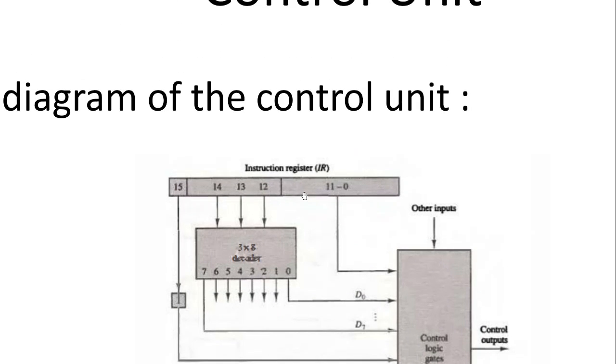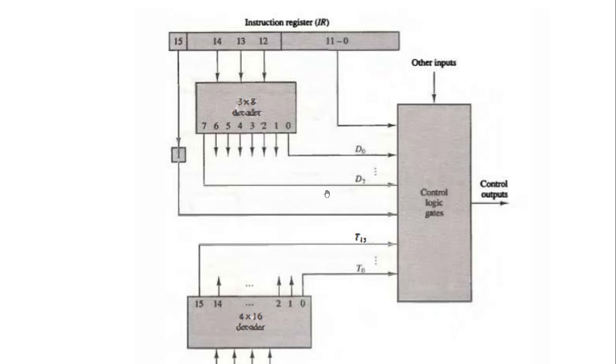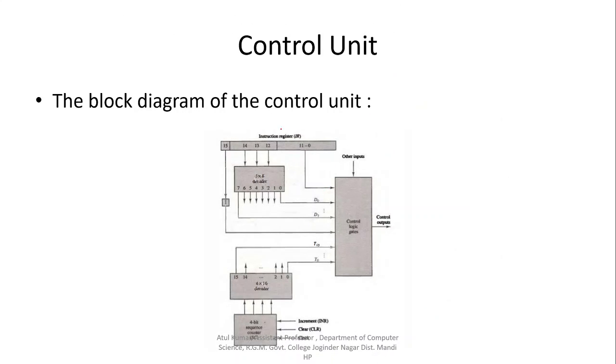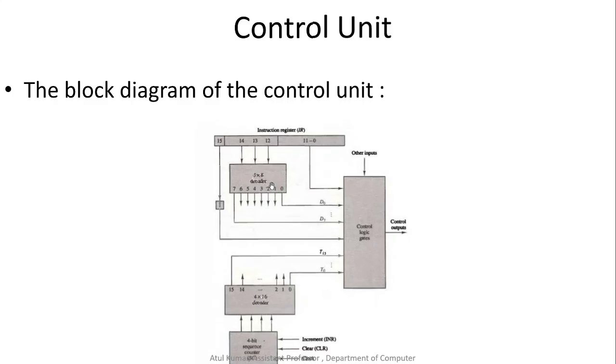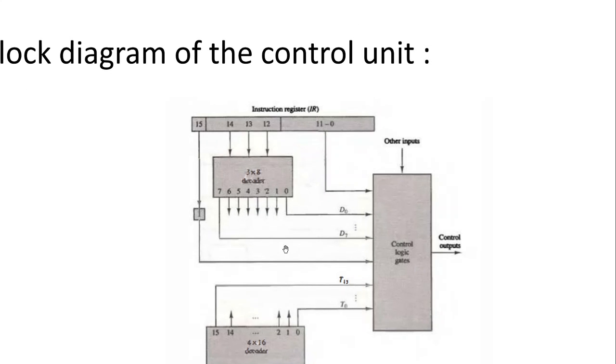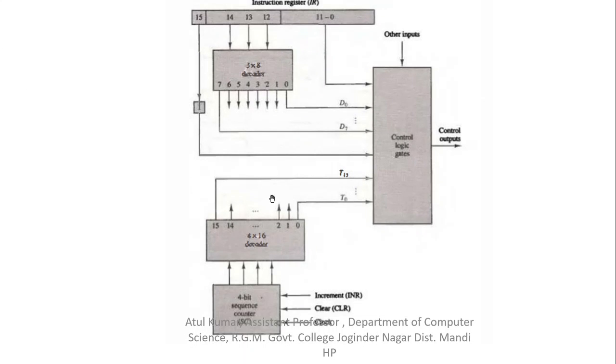So this is the block diagram for the control unit. You can see here, in the control unit we have an instruction register and a decoder. Two decoders are there: one of 3 into 8 size and the other of 4 into 16 size. We also have a sequence counter to count the sequence, and we have control logic gates.